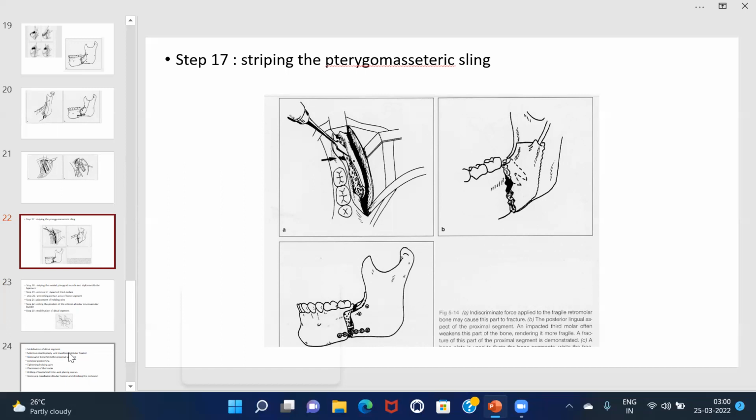Insufficient stripping of the pterygomasseteric sling and inadequate removal of the bony attachment between the proximal and the distal segments will lead to difficulty in repositioning the distal segment and inaccurate positioning of the condyle.